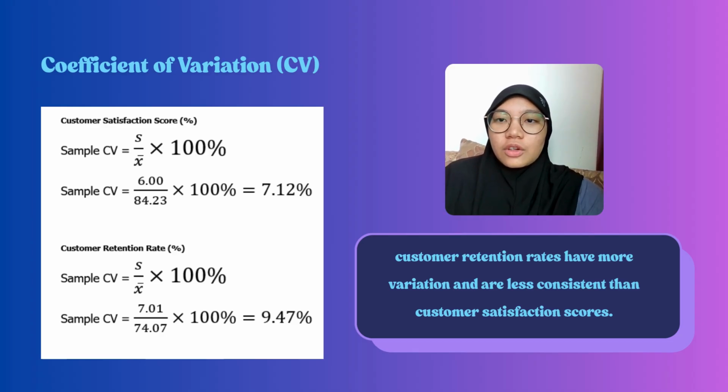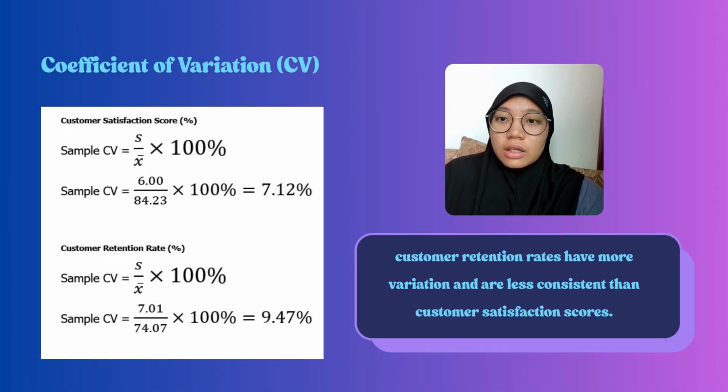Next, coefficient of variation, CV, which compares the standard deviation to the mean and makes it easier to compare two different data sets. The formula for sample CV is standard deviation divided by mean, times 100%. The mean for satisfaction is 84.23, so the sample CV for the customer satisfaction score is 7.12%. The mean for the customer retention rate is 74.07, and the sample CV for the customer retention rate is 9.46%.